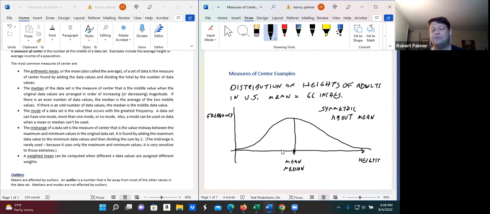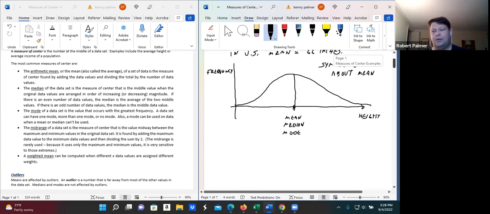Think about putting all these heights in order from smallest to greatest. The median's number is right in the middle. It's also the same right here, and this is also the mode. It's the most frequently occurring value, so it should be the top of the hill. Once again, my drawing doesn't show that exactly, but that's the idea. So, being a symmetric distribution like this, your mean, median, and mode are all at the same place.